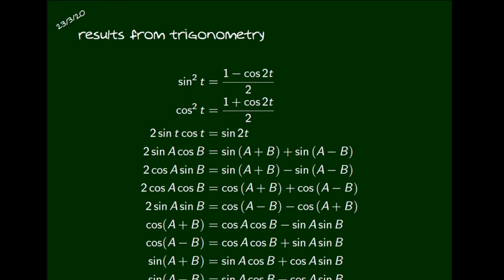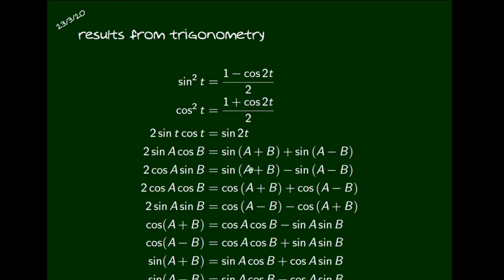These are some important results from trigonometry that are extensively used in the evaluation of integrals associated with the Fourier integral representation and Fourier transform. Sin square theta is equal to 1 minus cos 2 theta by 2, and cos square theta is equal to 1 plus cos 2 theta by 2. Then 2 sin t cos t is sin 2t.